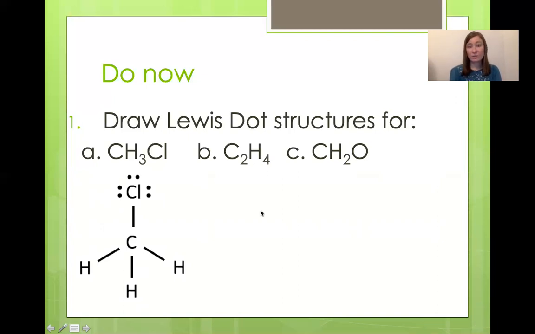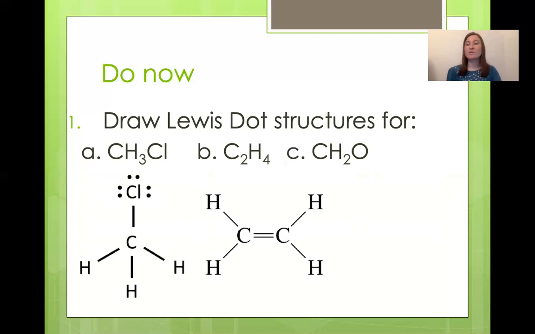C2H4 is maybe a little bit trickier. If you try to do this all with single bonds, you're going to actually run out of electrons because carbon starts with 4, so 2 times 4 is 8, plus 4 more, so there's only 12 total electrons. And so you're going to run out of electrons if you try to make all single bonds. The only way to accomplish this Lewis dot structure and actually have the correct number of electrons and follow the octet rule is like this with a double bond.